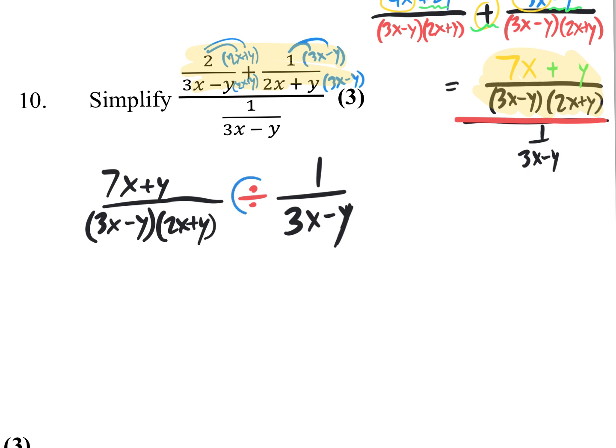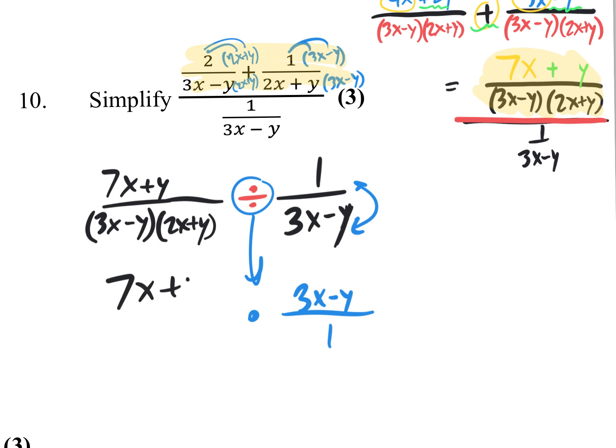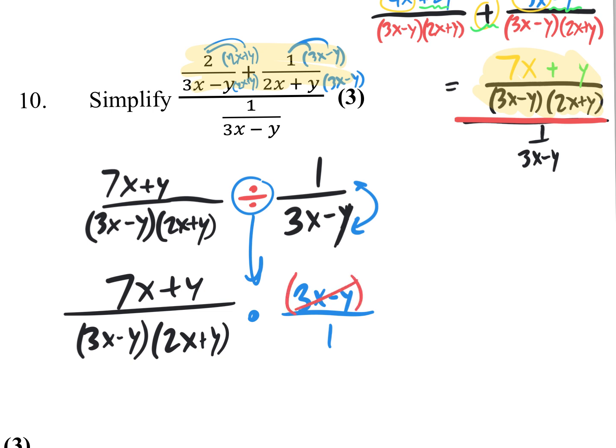Now, why would I do that? Because the division is going to change to multiplication as long as you flip the second fraction. So you get a 3x minus y up here and a 1 right there. The first fraction stays the same, 7x plus y over 3x minus y times 2x plus y. And now that we have factored everything possible, is there anything that we could cancel? Yes, this entire binomial 3x minus y cancels with that 3x minus y, leaving us our final answer, 7x plus y over 2x plus y.